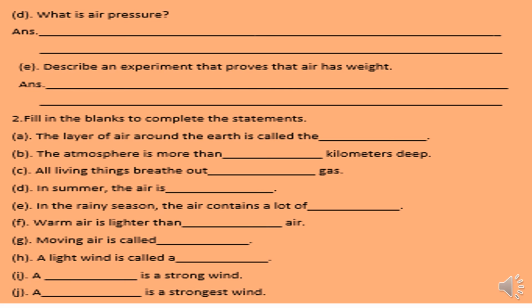G part is, moving air is called wind. Moving air is called wind. A light wind is called a breeze. You will write breeze in the blank of part H. I is, dash is a strong wind. A gale is a strong wind. J part is, dash is the strongest wind. A hurricane is the strongest wind. In the blank you will write hurricane.